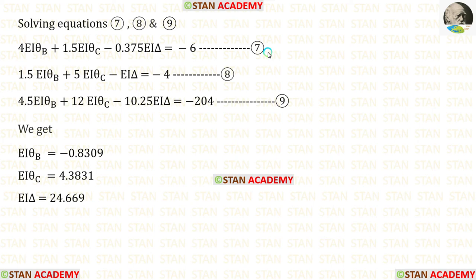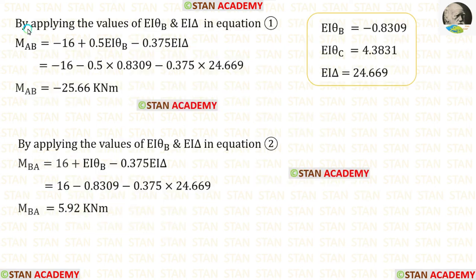Now we have three equations, the 7th one, 8th one and 9th one. We can use the calculator and solve these three equations. If you do not know how to solve three equations in the calculator, see the description below. There is a link. You can click the link and watch the video. I have used the calculator and got the values of EI theta B, EI theta C and EI delta.